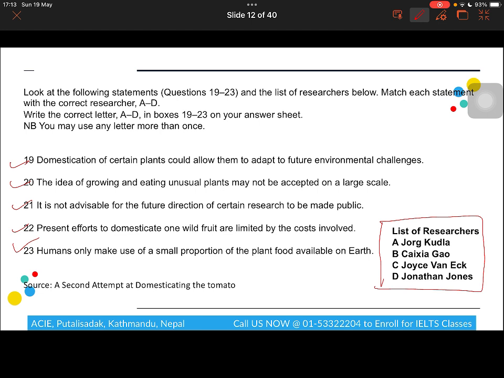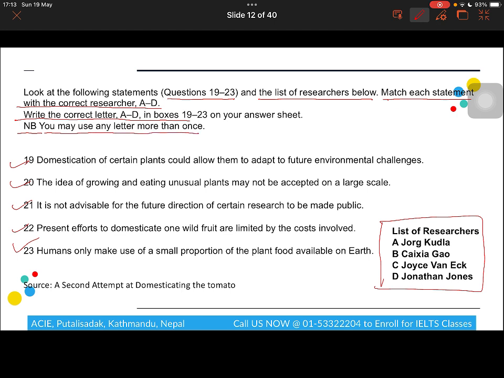Now in this case, we can see that for questions number 19 to 23, the list of researchers has been given in the question, and the question wants us to match each statement with the correct researcher, A to D. Moreover, the question is also asking us to write the correct letter, A to D, in boxes 19 to 23 on your answer sheet. And an extra point has been given, which is you may use any letter more than once.